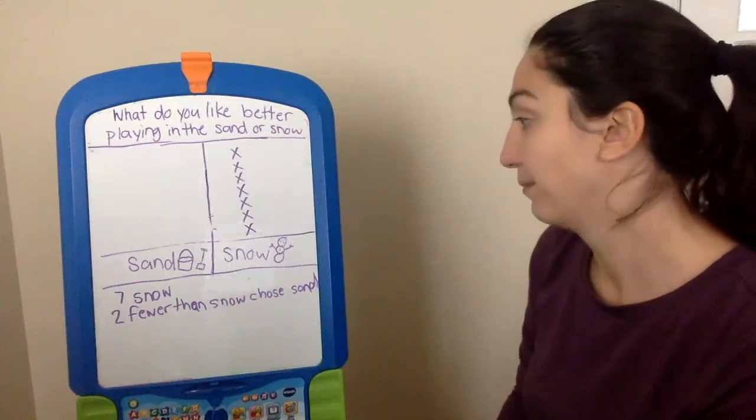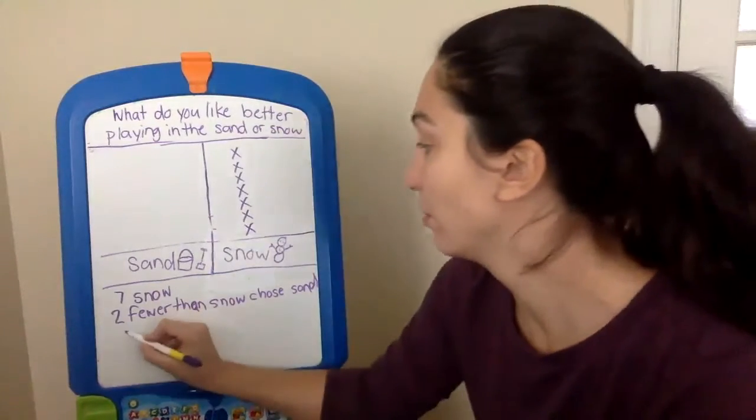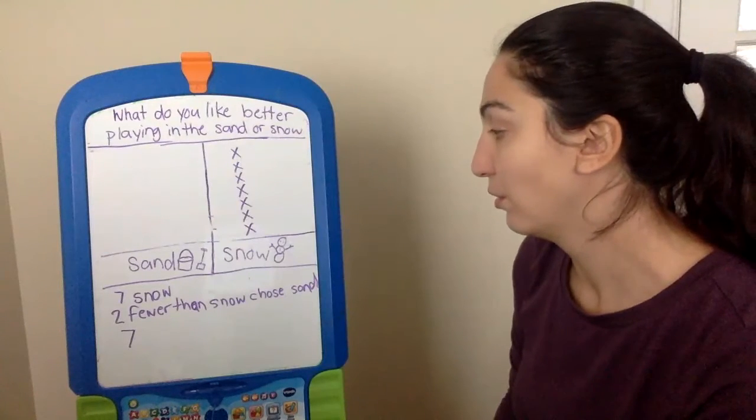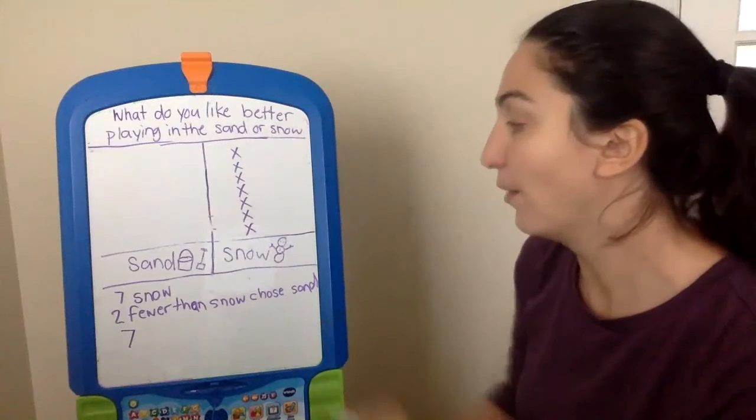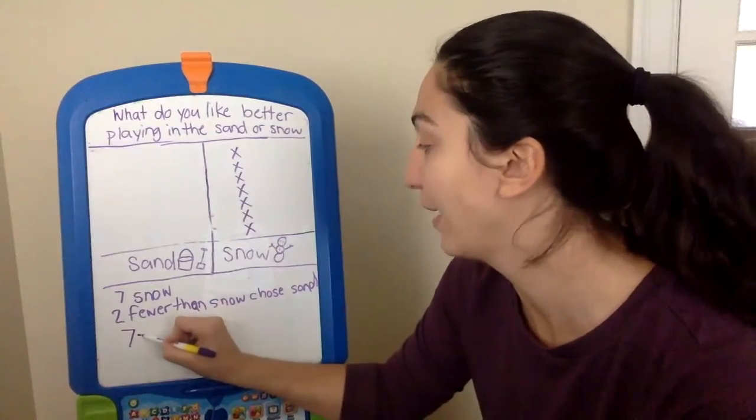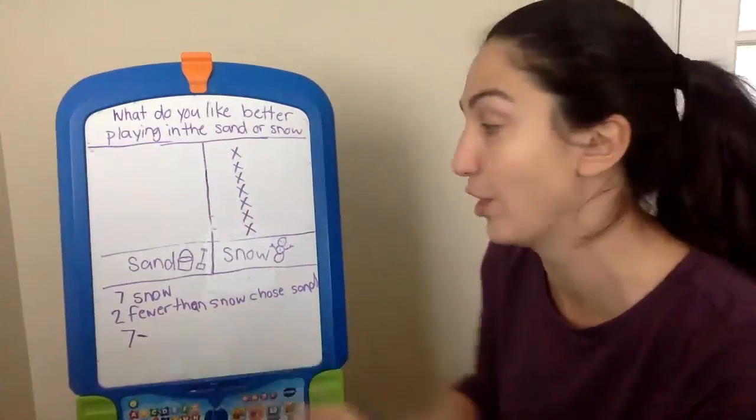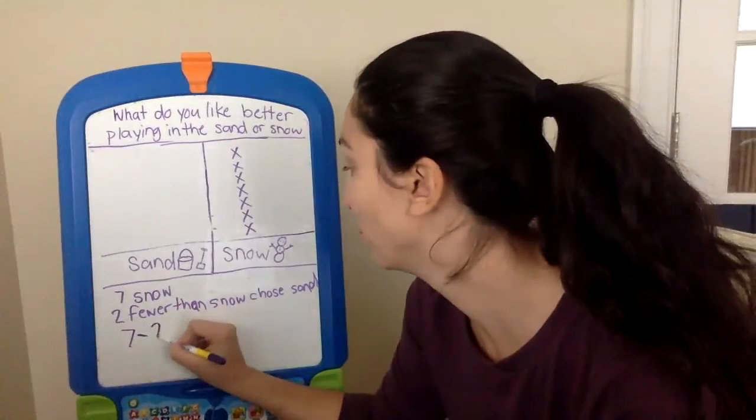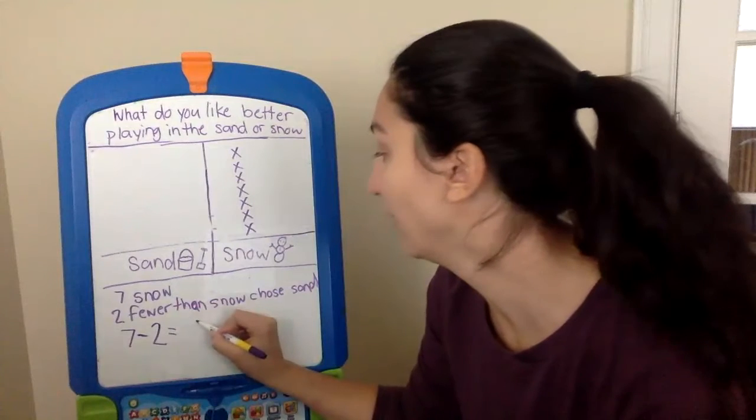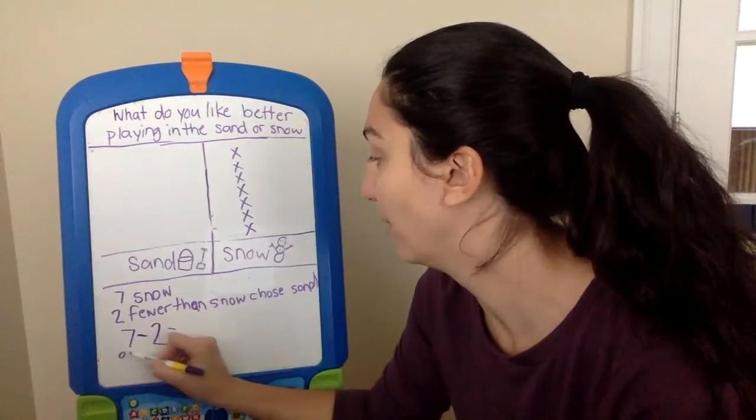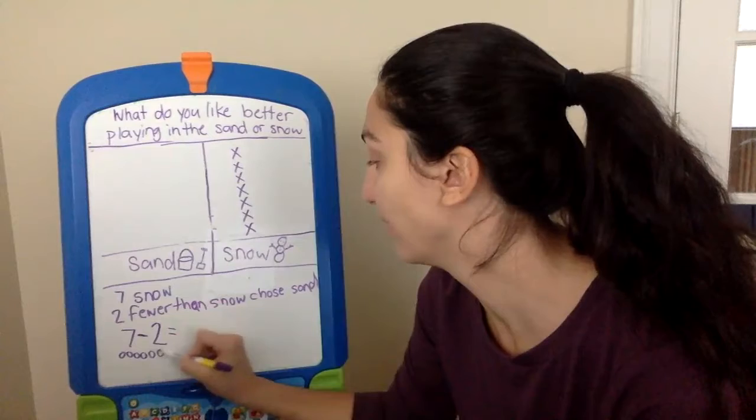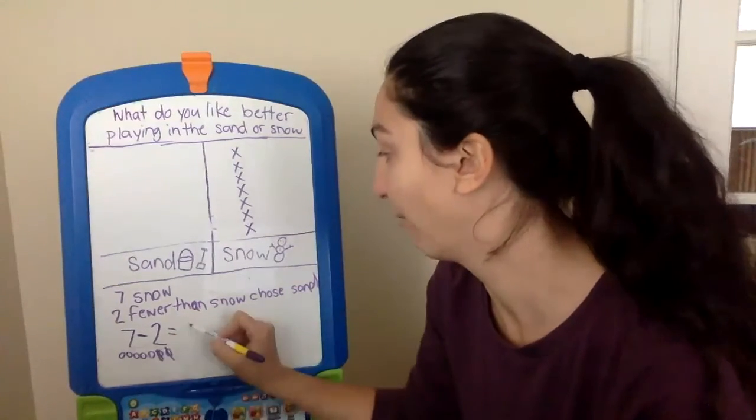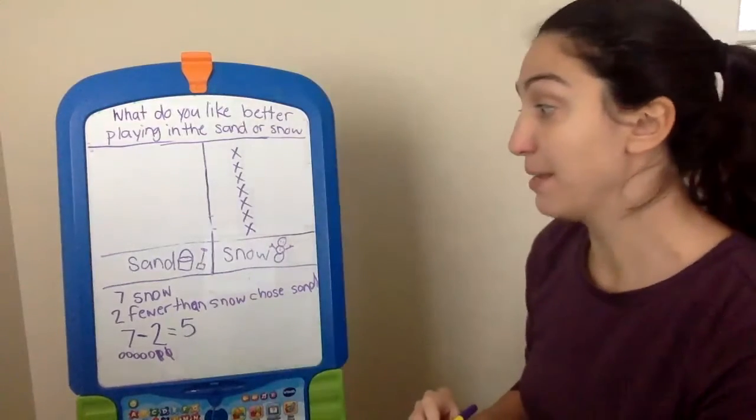an equation. So 7 chose snow. So I'm going to put that here. And 2 fewer than snow chose sand. Well, fewer to me means subtraction. So I'm subtracting something from the number of people who chose snow. And I'm subtracting what number? I'm subtracting the number 2. And that's going to give me, draw my picture, 1, 2, 3, 4, 5, 6, 7, take away 2. And I'm left with 1, 2, 3, 4, 5. So 5 people chose sand.